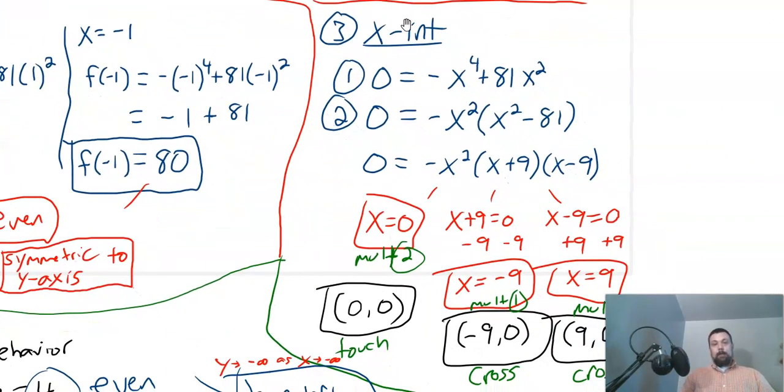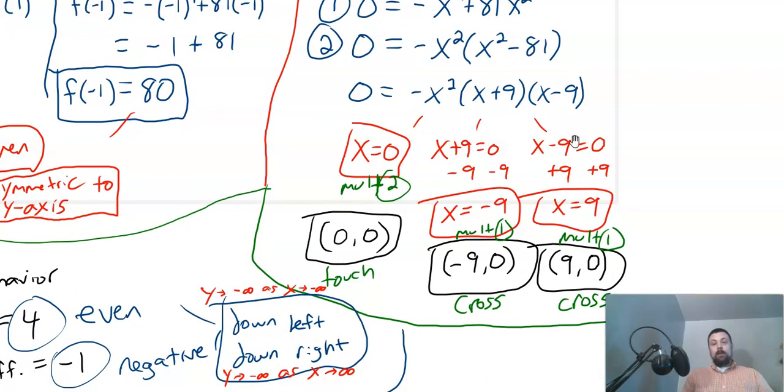For the x-intercepts, I set y equal to 0, and then I have to solve this polynomial equation. Again, thankfully, I chose these problems nicely enough that I didn't have to do P's and Q's. I didn't have to do synthetic division. This was factorable. I factored out negative x squared. The x squared minus 81 factors again as x plus 9, x minus 9.